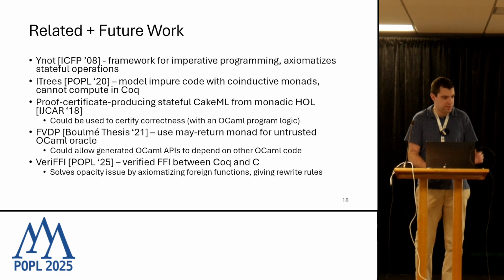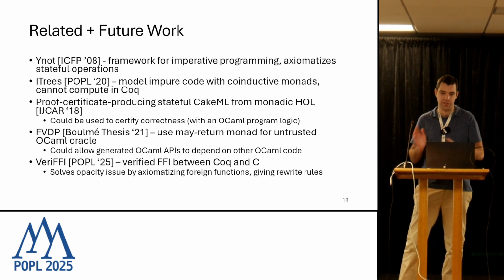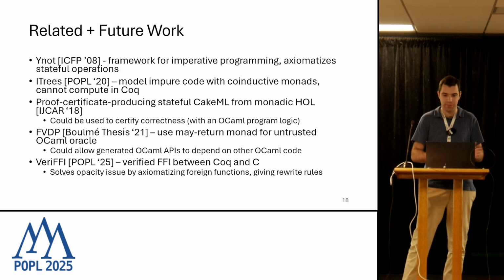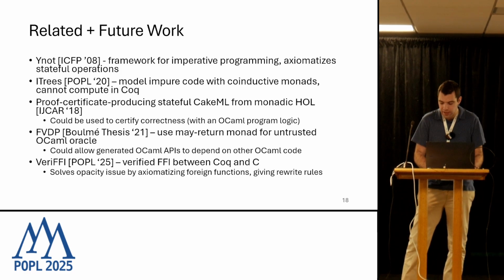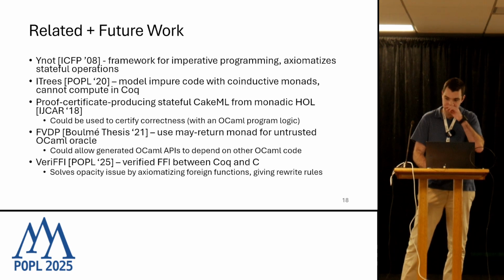And there's also VeriFFI, which was presented just a few days ago at POPL, which is a verified foreign function interface between Coq and C, so you can call C functions from Coq. And it solves this opacity issue that I mentioned by basically axiomatizing the external functions and providing some isomorphisms and rewrite rules. So some of these ideas I think could be used to extend this to sort of eliminate some of those limitations that I mentioned earlier.